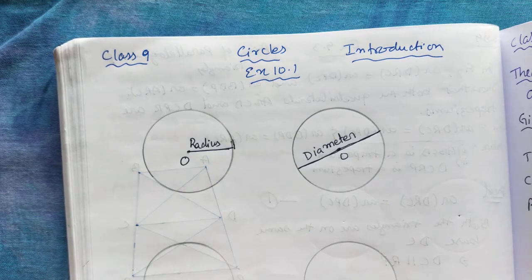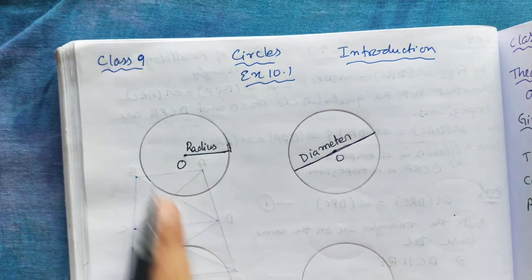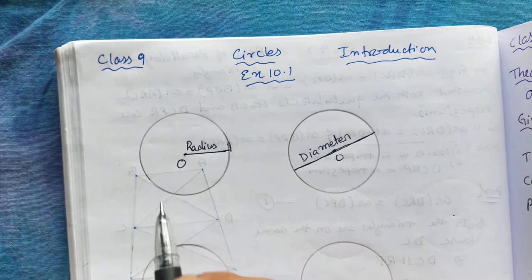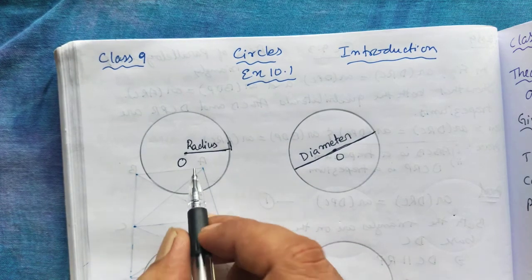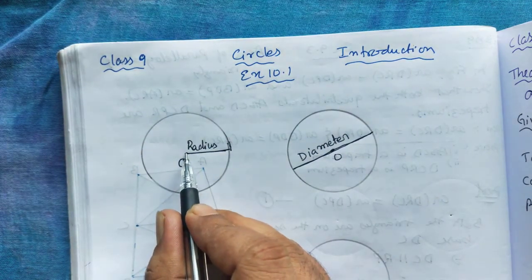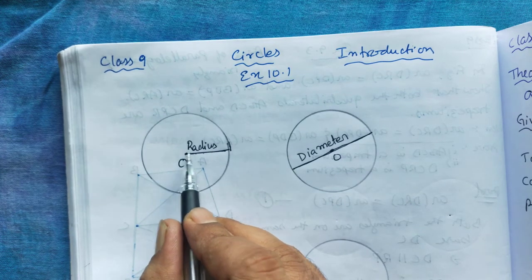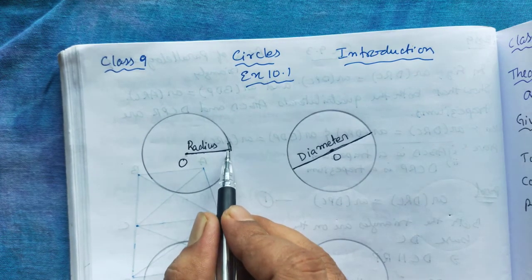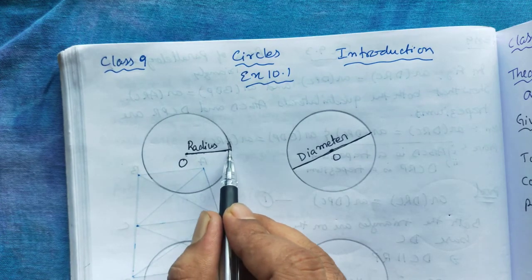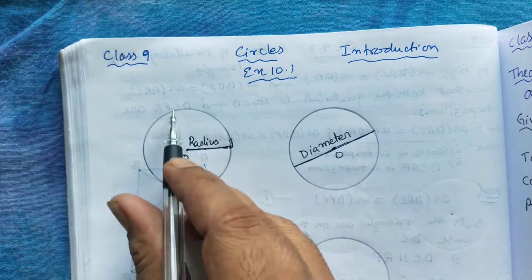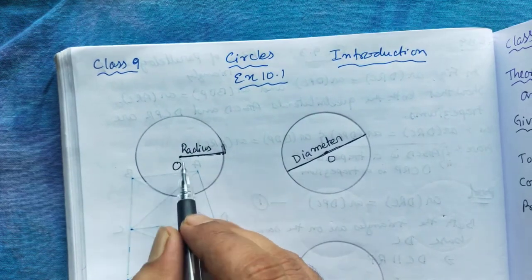Today we'll introduce the chapter circle. Circle, as you know, it's a plane figure. Now you have to know the parts of the circle. First is radius. Radius means the distance from the center to the circumference of the circle. So this is a radius. Clear? And the radius is the same everywhere in the same circle.